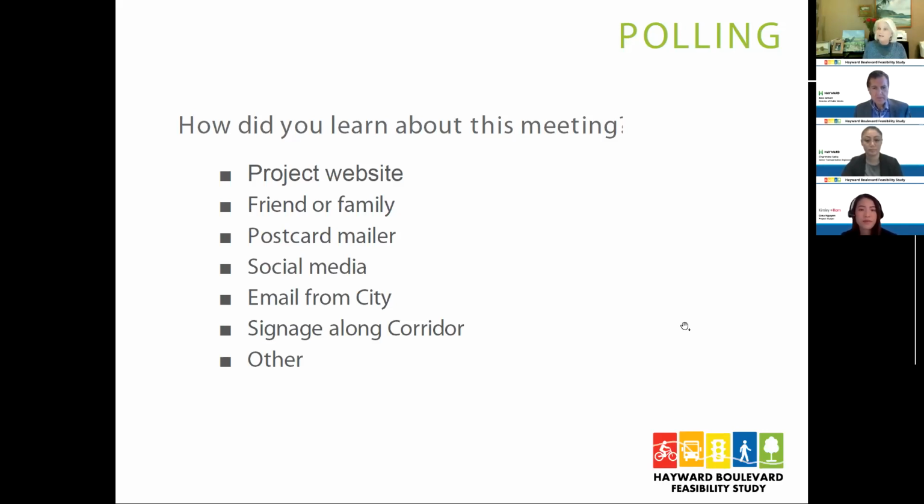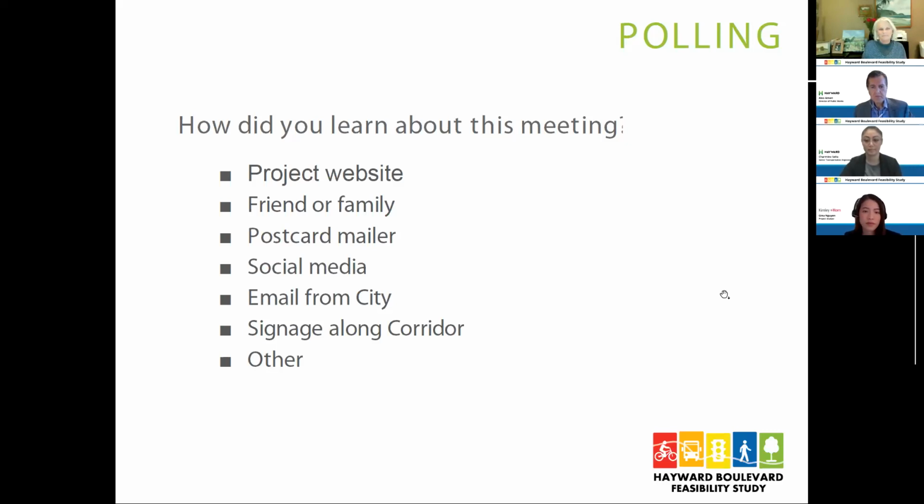So the postcard mailer was worth the investment. A lot of people heard from that. That's great to know. But a lot of people are hearing from the email from the city. So that's fantastic. I would encourage you to visit the project website, even after this presentation. There's a lot of information there that you'll probably want to check out after our meeting. And our online survey's live. Oh yeah, well, I haven't done that pitch yet. The conclusion is that you will take an online survey.